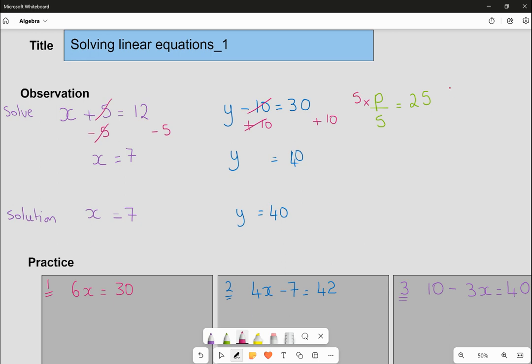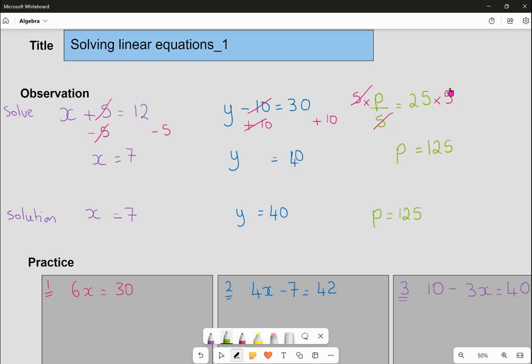Because the p is being divided by the 5, we multiply both sides by the 5 to keep the equation balanced. 5 divided by 5 is 1. So we have only 1p left. And 5 multiplied by 25, well, 4 times 25 is 100, plus another 25, so that gives us 125. So the solution to this equation is p is equal to 125.